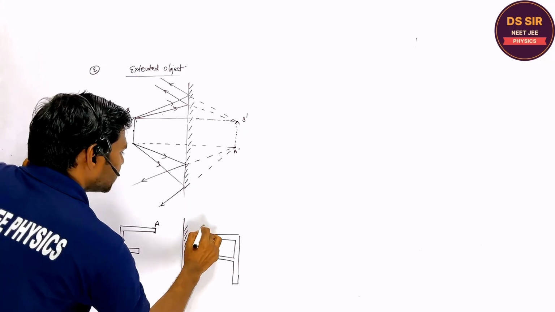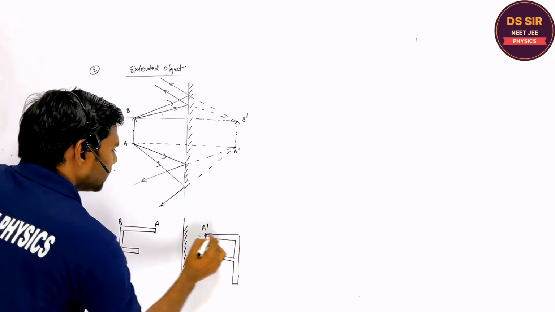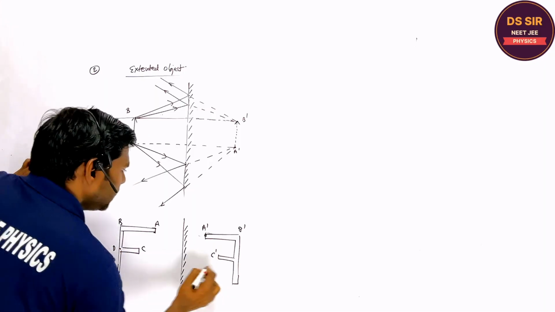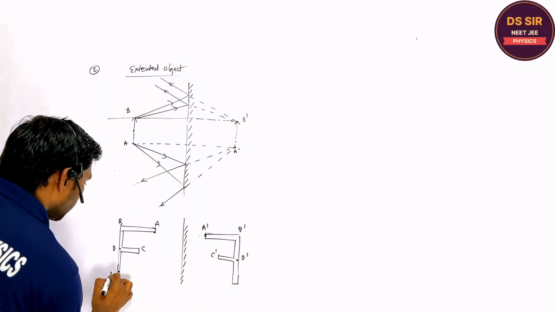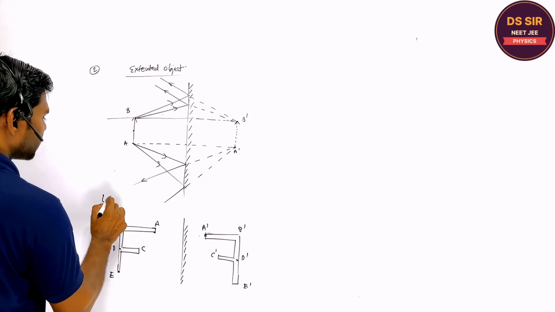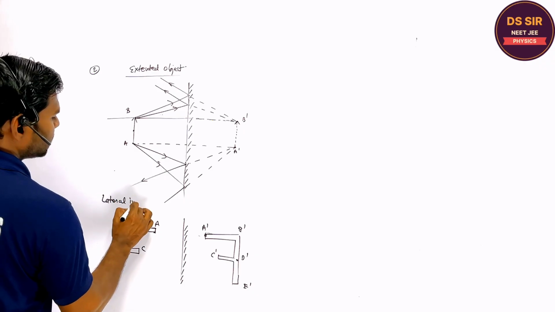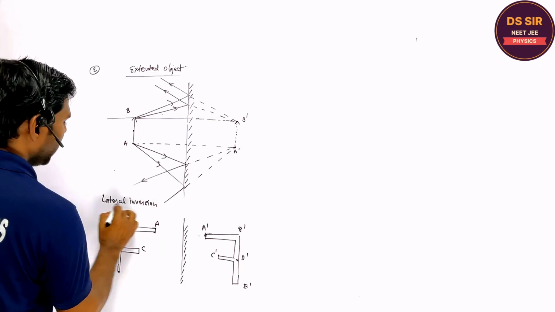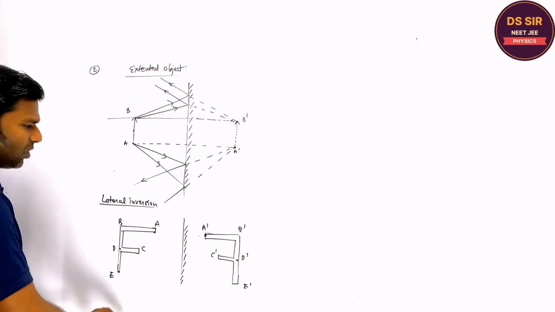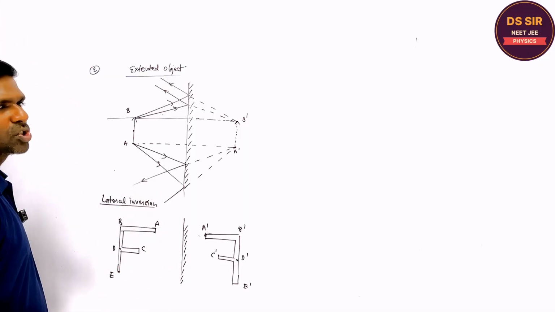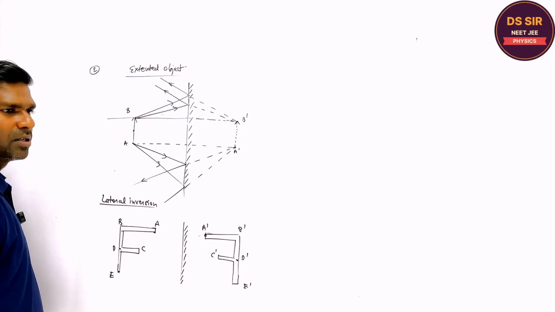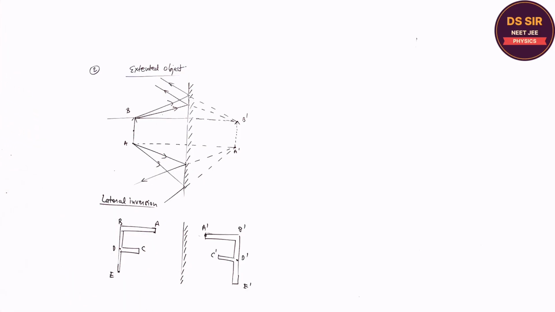If this is A, this is the A dash. If B, this is the B dash. This C, this is the C dash. This point D, this point is D dash. If this point is E, this point is E dash, right? This is called the lateral inversion. All right. So any object, if it is placed in front of a mirror, its inverted image is shown in the figure, behind the mirror. Is it clear or not? Right. Copy this.